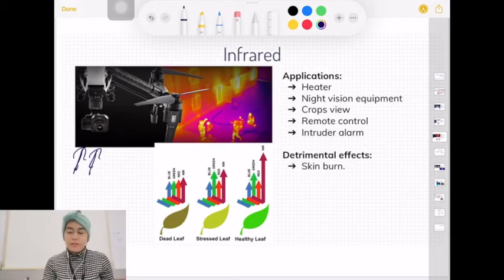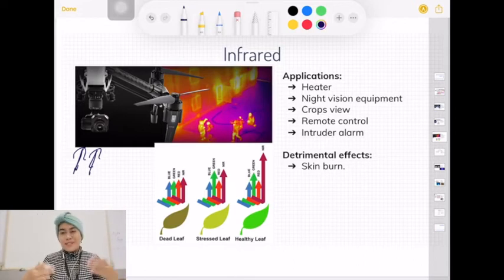Okay, so then you know who's the terrorists and who's actually the victims. All right, and the detrimental effects of heat, because it's infrared, right? Then you will get skin burn, right?